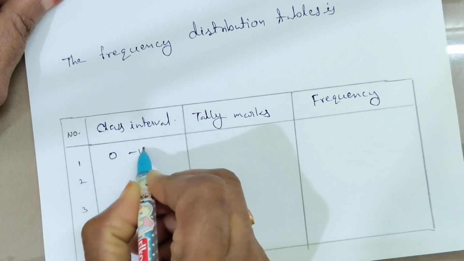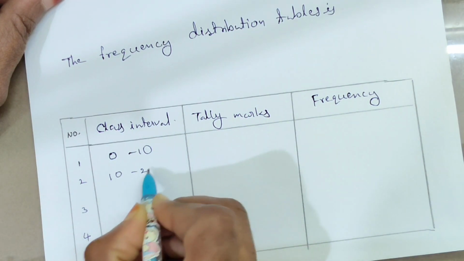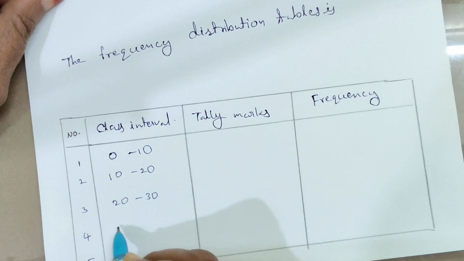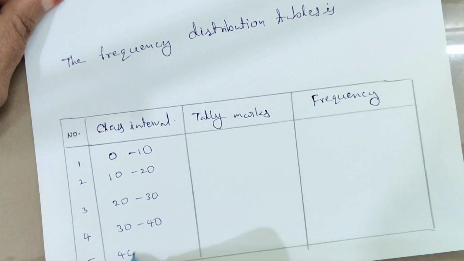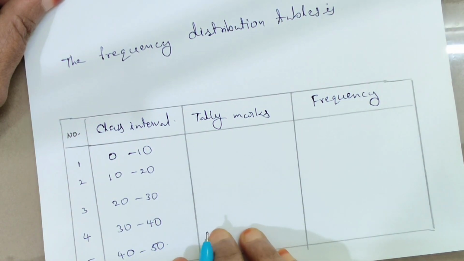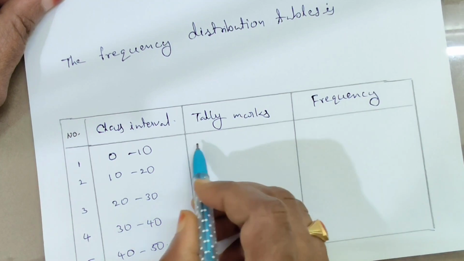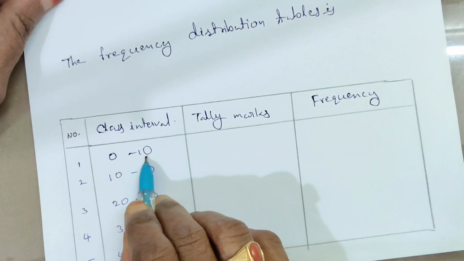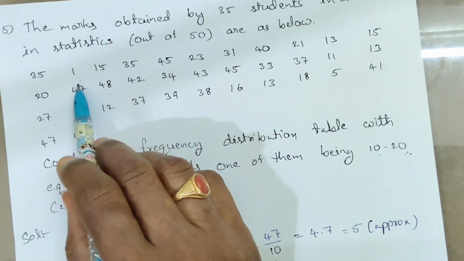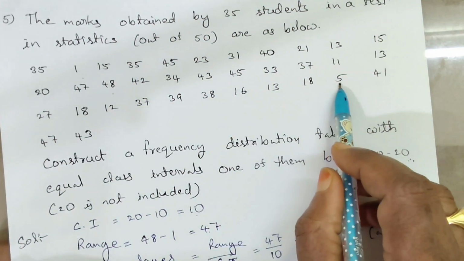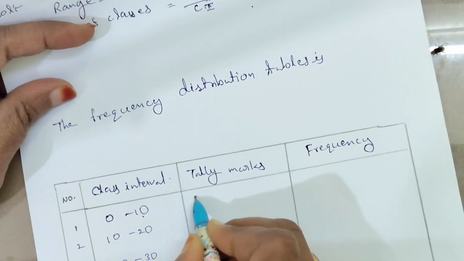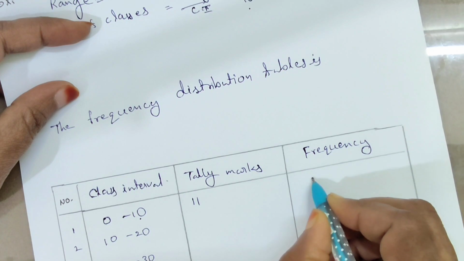So 0 to 10. Next 10 to 20, 20 to 30, 30 to 40, 40 to 50. Here out of 50, these marks are given. So now we write the tally marks. For 0 to 10, there is 1 and next 5, these two are there. So we write 2 tally marks, here 2.